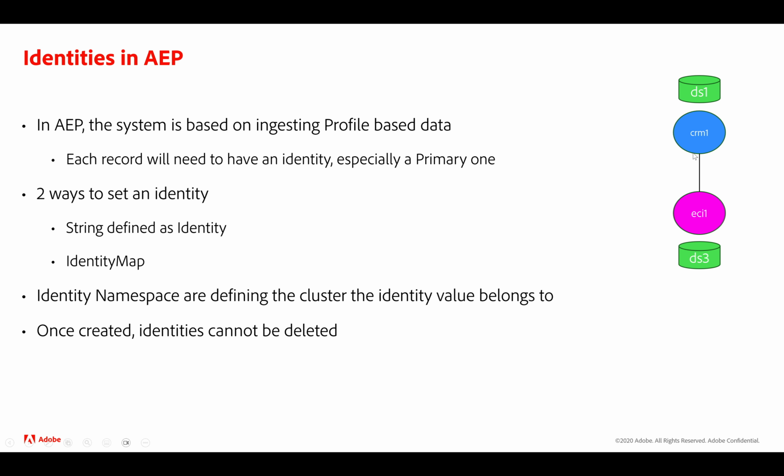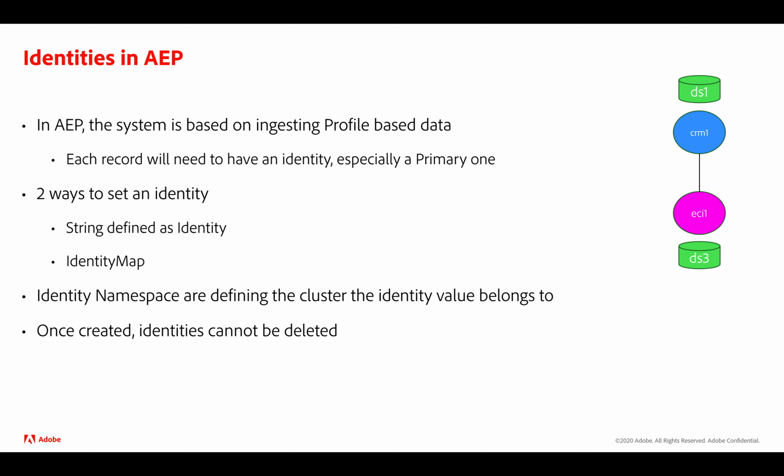There are two ways to set an identity. Either you specify the string as an identity, and especially which namespace this string represents, or you use the identity map. I'm going to do an identity map overview in some minutes, actually some seconds maybe, and then we'll see what it is doing. The identity namespaces that are defined in the identity module in Adobe Experience Platform explain which cluster of identity this value belongs to.